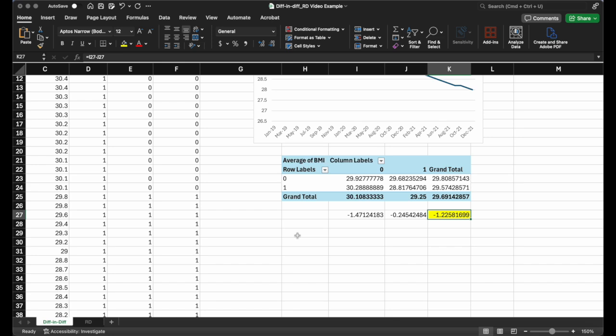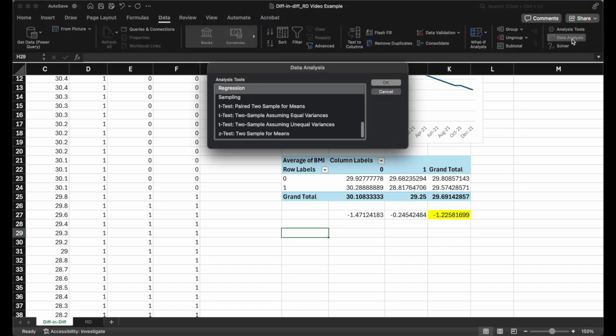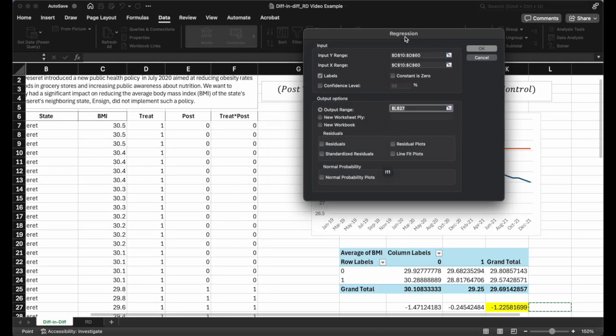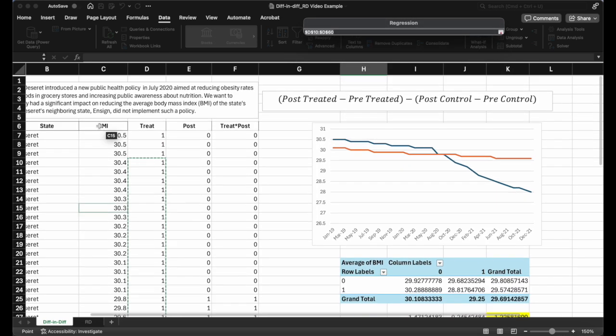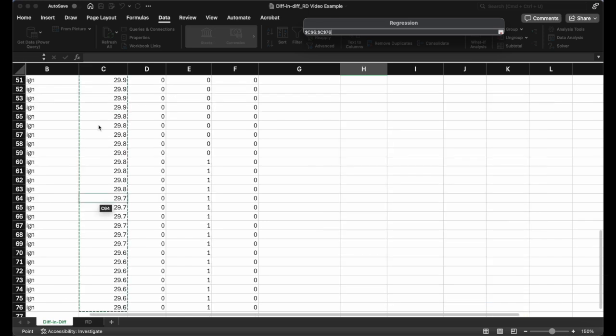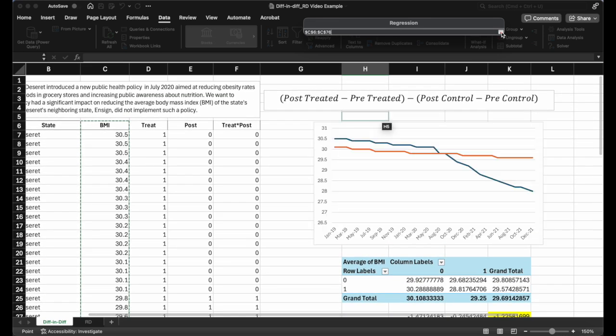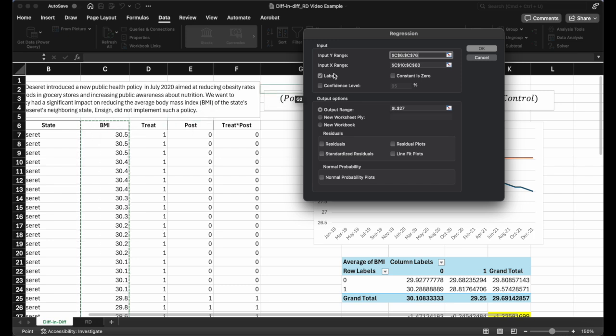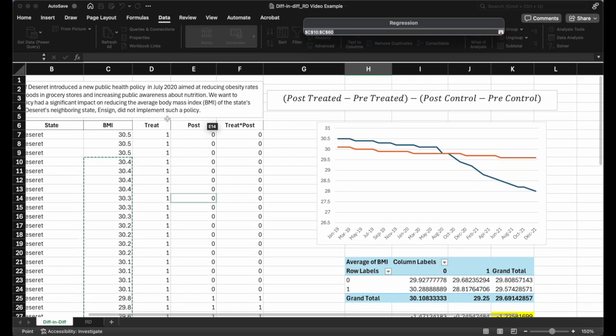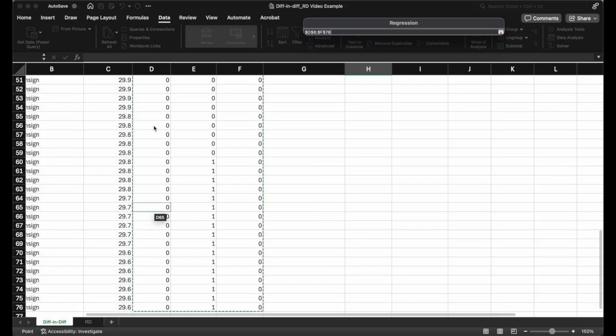Well, we can do that using regression. For this, we will go to the Data tab, Data Analysis, and select Regression. For our y variable, our dependent variable, the outcome variable, whatever we want to measure the effect of the policy on, in this case it's BMI. So we select BMI here for our y range, and I selected the label, so I made sure the labels option is selected. Then for the x values, we want all of our dummy variables.